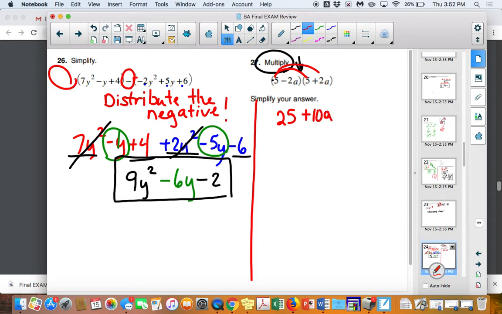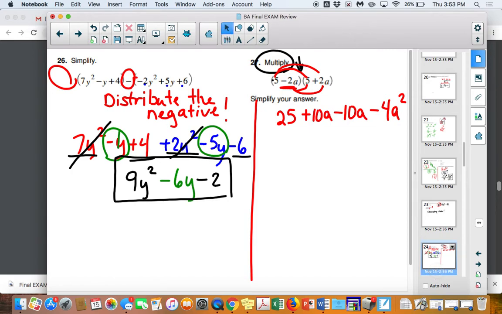Use your sign as the connector. So always have something in between your terms. Now go back and get the negative 2a. Don't forget that negative. Negative 2a times 5 is a negative 10a. Then I got negative 2a times a positive 2a is a negative 4a squared. That's the only time you're changing powers is when you're multiplying a variable times a variable. Adding and subtracting does not change powers.